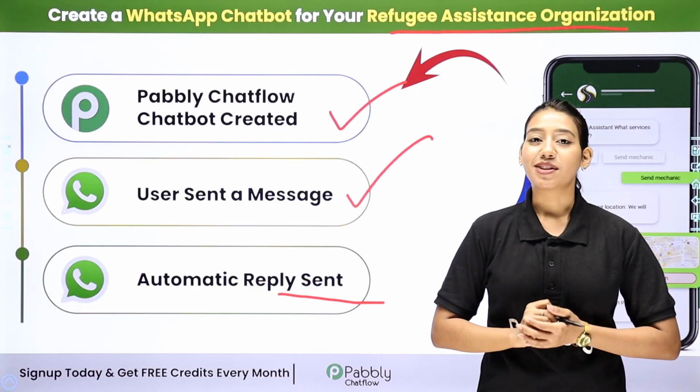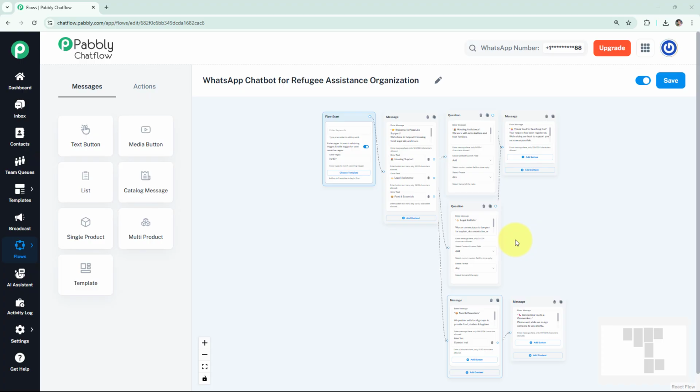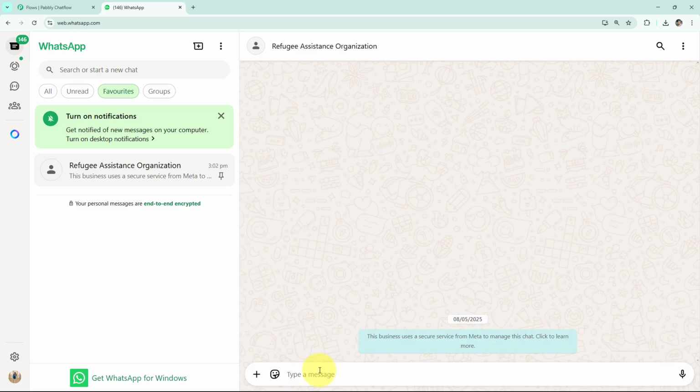Now if you want to learn how to create this amazing chatbot, then let me take you to my screen. This is the WhatsApp chatbot that I have created for a refugee assistance organization with the help of Pabbly Chatflow. If you want to learn how to create this chatbot, let's first see how it works in a real-time example. And for that, let me take you to my WhatsApp screen. Here we have arrived on my WhatsApp screen.